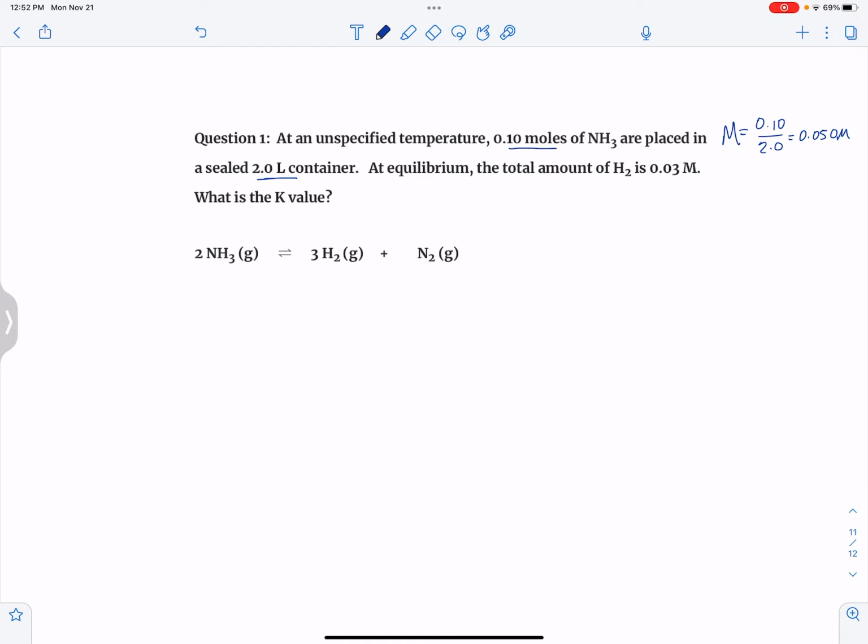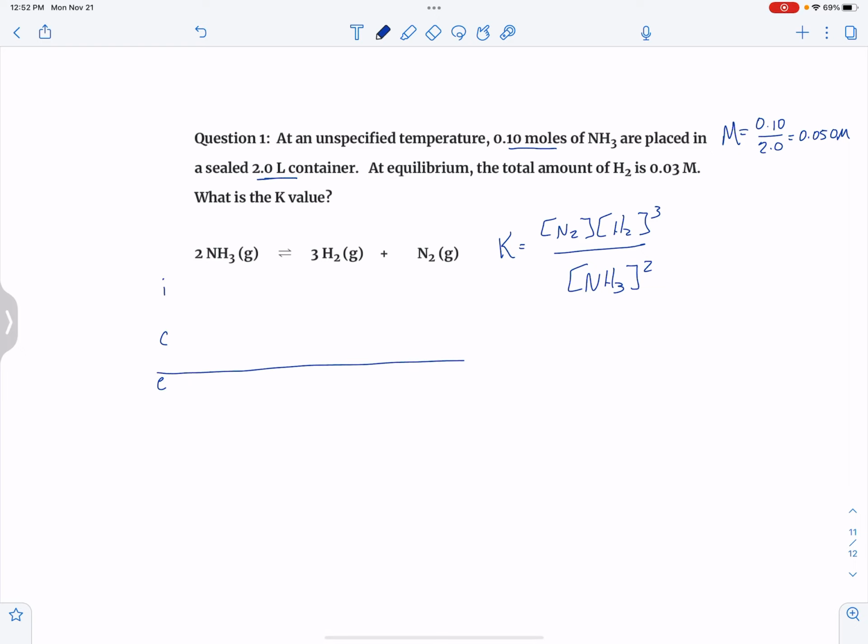Before we get into it, though, remember the key here is to write out the equilibrium expression, H2 cubed over NH3 squared. Now we know when we get to the bottom of the ICE chart, we'll know where to go. So we have ICE. And then we are given that initial amount, 0.050 molarity.